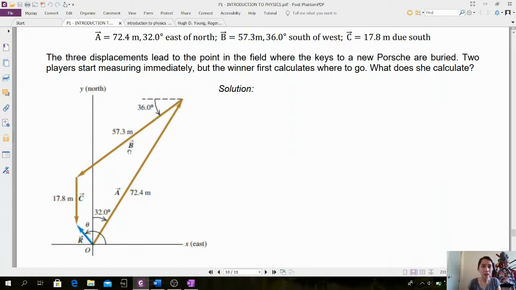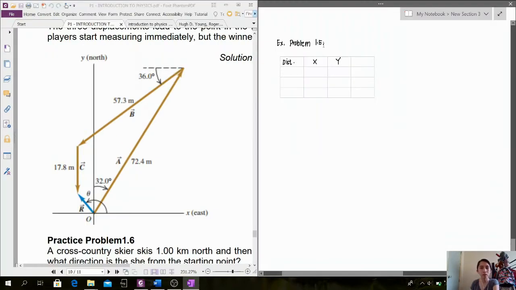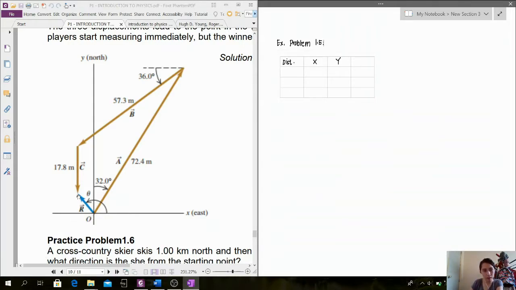As for vector B, that is 57.3 meters, this is the magnitude, south of west. So we have the west line here and we are going south. So this is the 36-degree angle. And as for the last vector, we have 17.8 meters due south. So this is 17.8 meters and it points due south. Notice that the resultant vector is positioned in this manner. Again, we start from the tail and go to the head. So this is the resultant vector R.